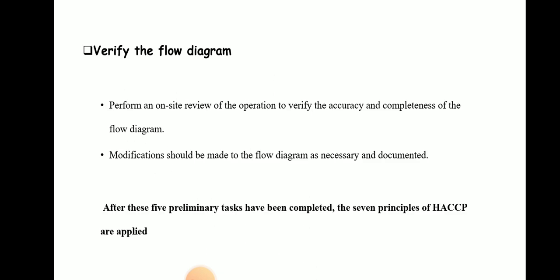Now once the flow diagram is prepared, they need to verify the flow diagram. How to do that? Perform an on-site review of the operation to verify the accuracy and completeness of the flow diagram. That is nothing but comparing, by conducting an on-site review, whether there is any difference between what is in the flow diagram and what is being conducted in the manufacturing unit. Then modifications should be made to the flow diagram as necessary and documented. And once all these 5 important preliminary tasks have been completed for planning of HACCP, the 7 principles of HACCP have to be applied.